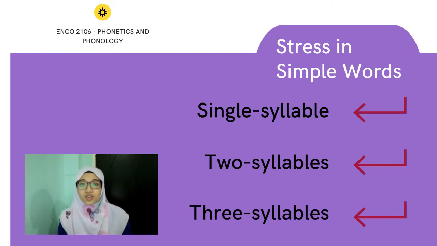So first, let's see stress in simple words. Before that, I would like to revise on simple words. Simple words can easily be said as words that do not have any affixes, where there are no new morphemes being added into the words. So stress in simple words can be found in three categories. The first one is single syllables, two syllables, and the last one is three syllables. So let's see one by one.